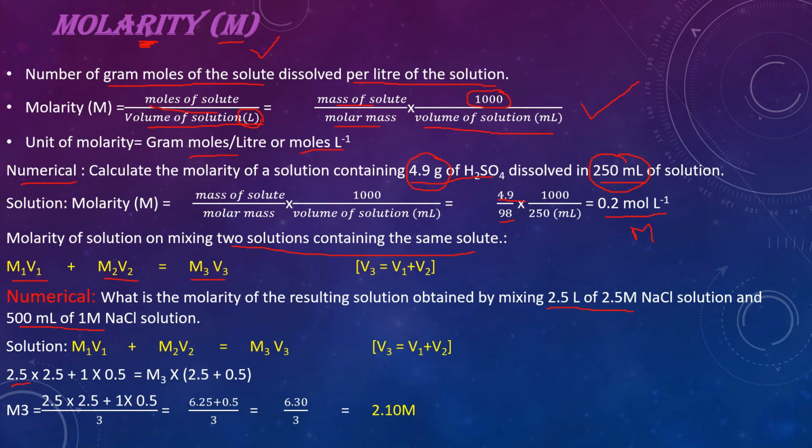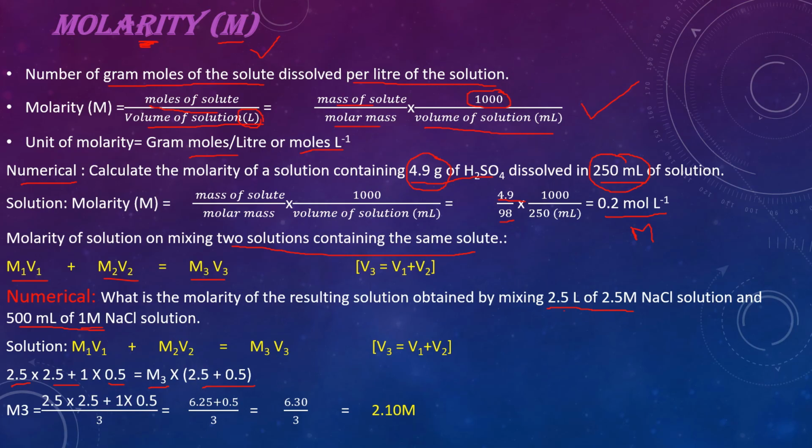v1 आपको दिया हुआ है 2.5 लीटर, write it 2.5 लीटर, प्लस आपको m2 दिया हुआ है 1 मोलर, सो राइट इट 1. देन आपको v2 दिया हुआ है 500 ml, कन्वर्ट इट इनटू लीटर, सो इट इज 0.5, सो मल्टीप्लाइड बाय 0.5, it is equal to m3 you have to find out, so put m3 here, and v3, that is v1 plus v2. v1 is 2.5 plus v2 is 0.5, so 2.5 plus 0.5.